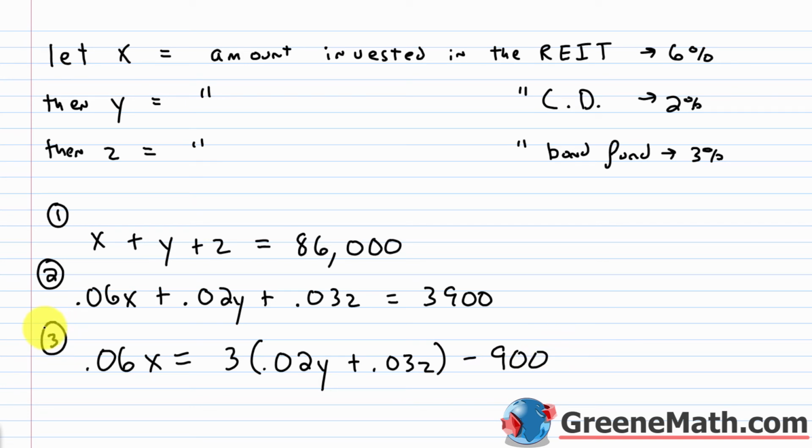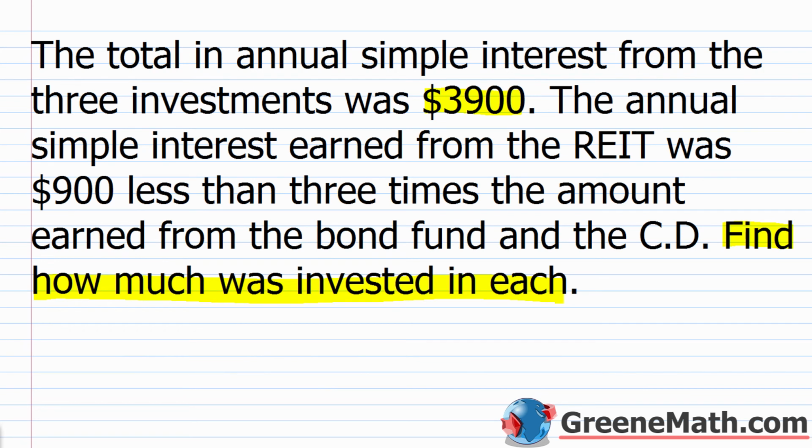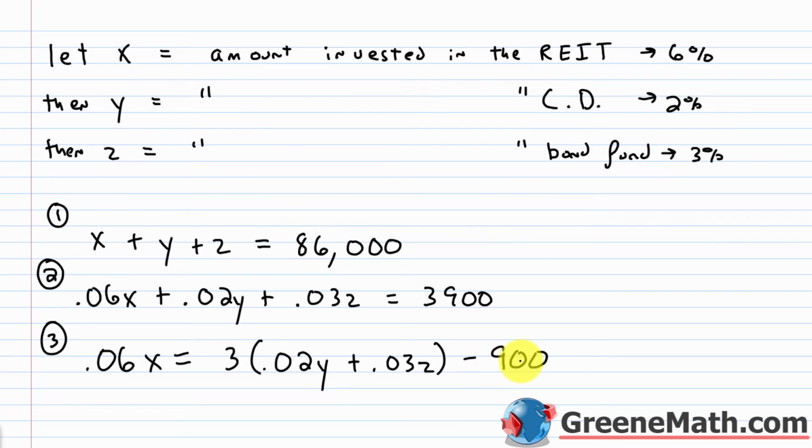Let's go back up and make sure this makes sense. So again, and this is a little complex, the annual simple interest earned from the REIT, which is 0.06x, was $900 less than 3 times the amount earned from the bond fund and the CD. So we have 900 less than, subtracting away 900 there. This is the amount earned from the bond fund and the CD, and we have 3 times that amount. All right, so that's where that equation came from, and now we're ready to roll.